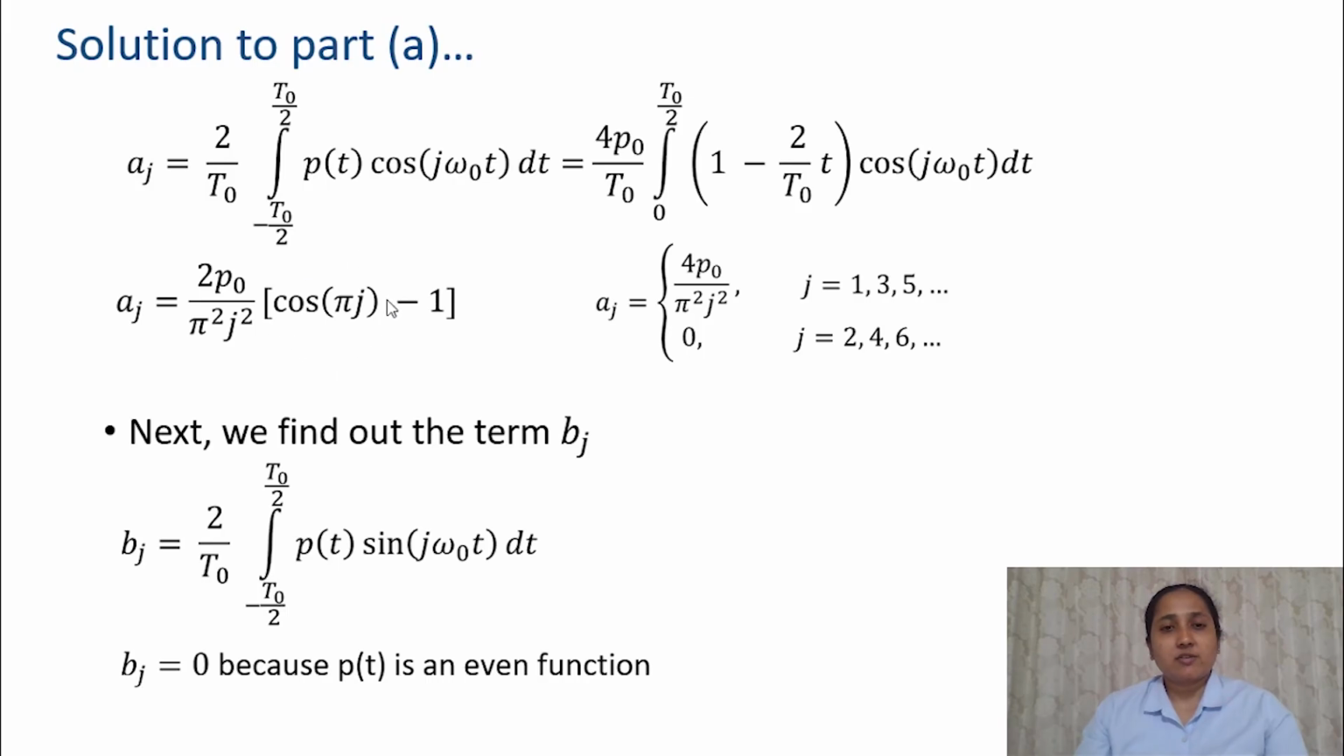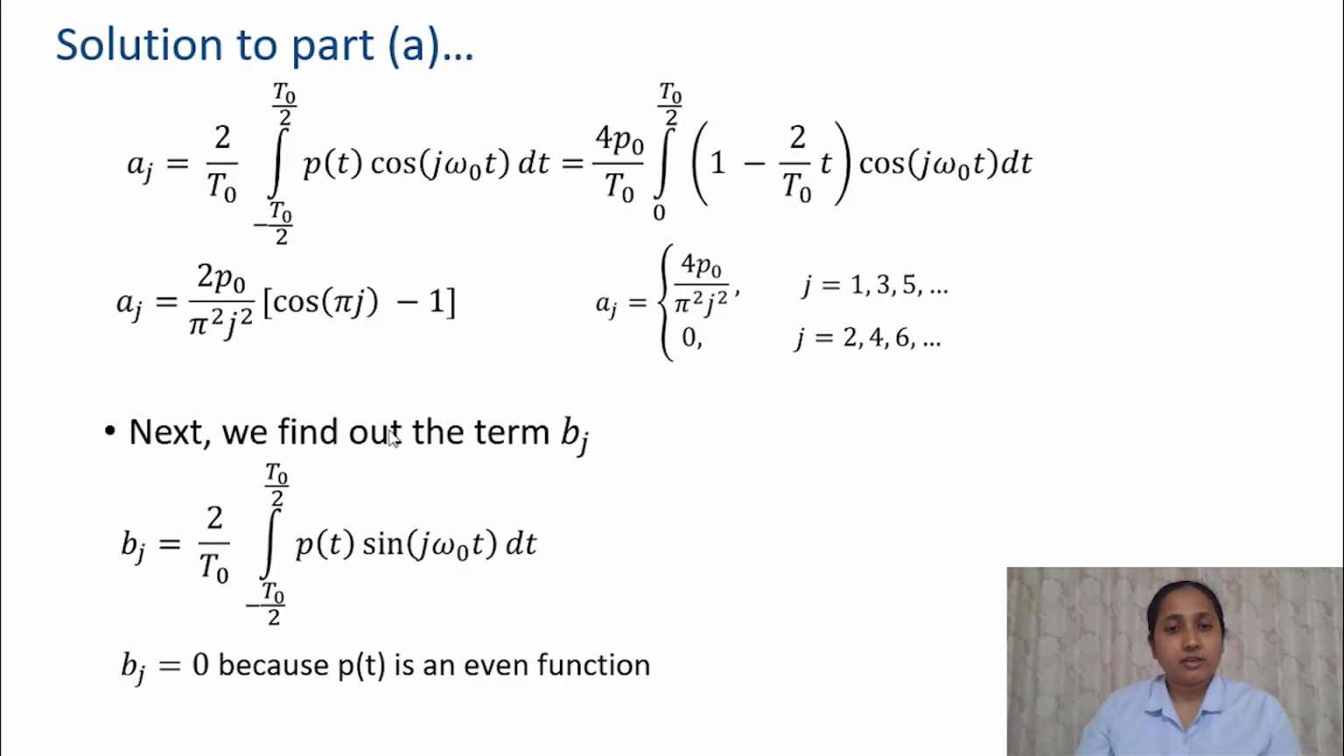So cos pi j will have two different values depending upon the value of j. The value of j is an integer. So for odd integer, the value within the bracket would be 2, so aj would be 4 p naught by pi square j square. When the value of j is even, that is when j is equal to 2, 4, 6, etc., this becomes 0. So aj will be 0.